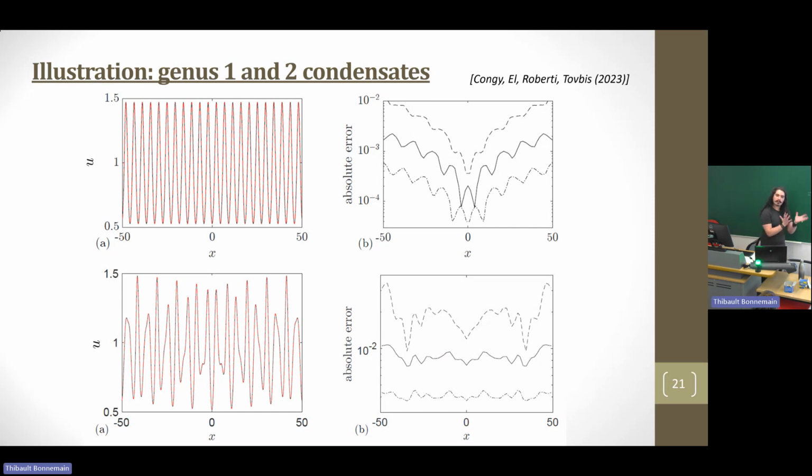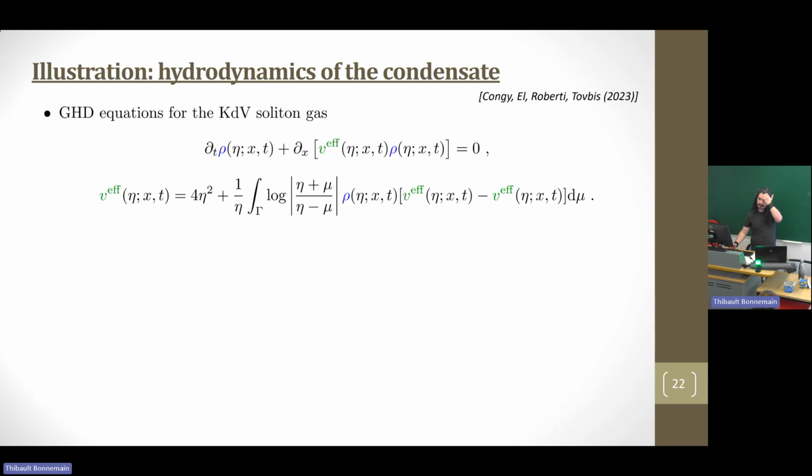But in order to do so, I first need to talk about the modulation of soliton condensates and what the dynamics look like. So first, let me recall the GHD equations for the KdV gas in general. Here we will be dealing with condensates, so we're dealing with initial conditions which can locally be approximated by a condensate with sigma equal to 0.